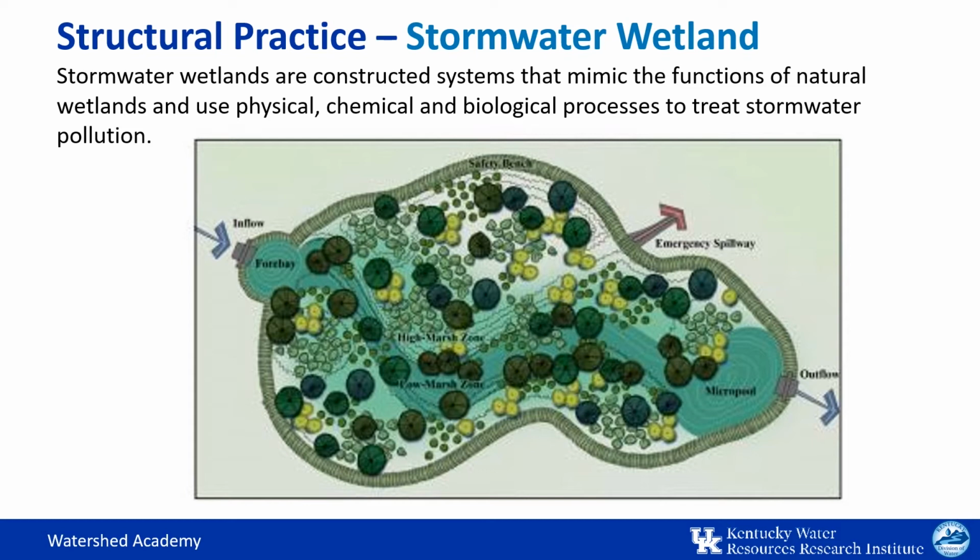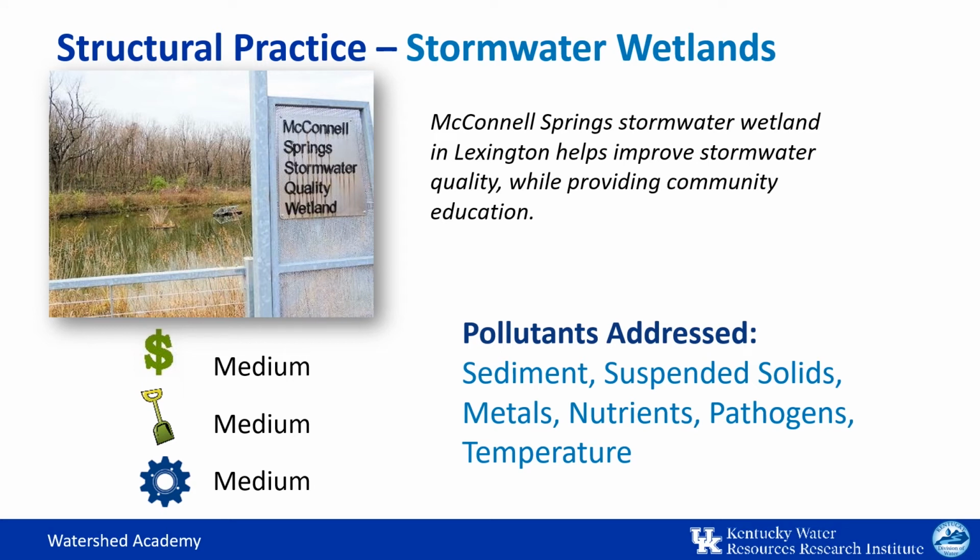Other items that can be added to stormwater wetlands include trash rakes to remove some of the litter. A series of pools can be added to the wetland to increase habitat and variation. If you want to see an example of this practice, one place that you can go is McConnell Springs in Lexington, where you can see both a community feature and a water quality feature.